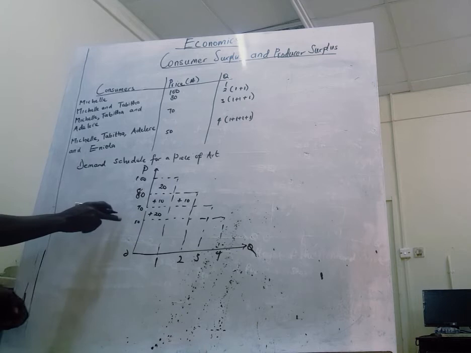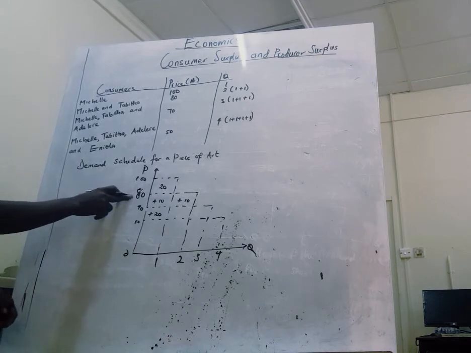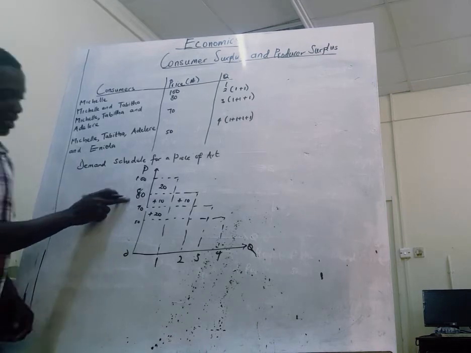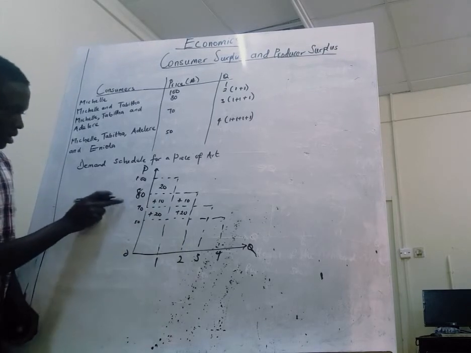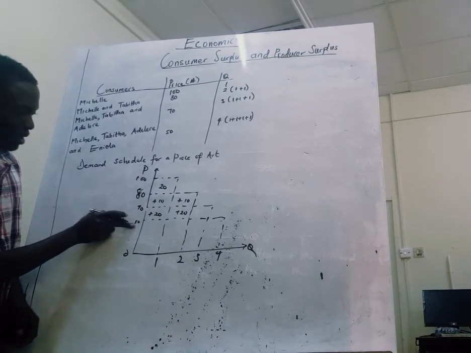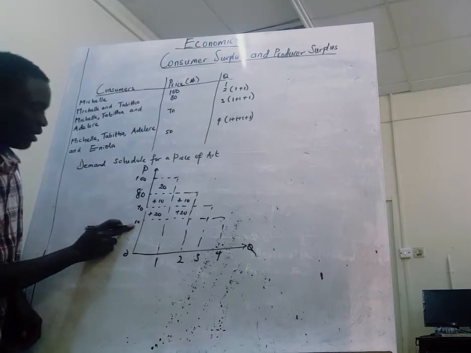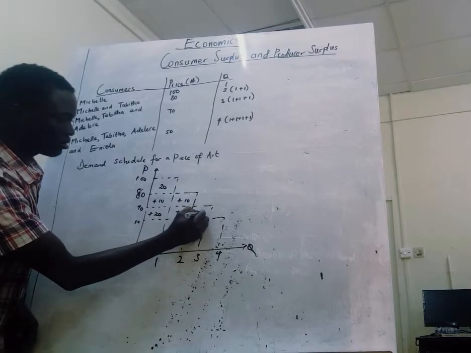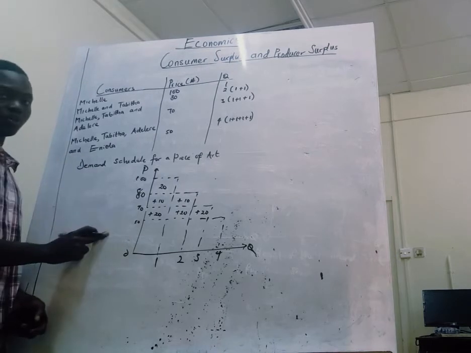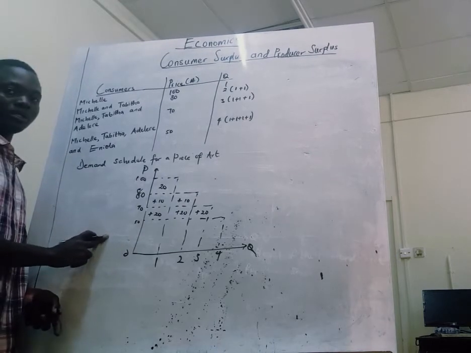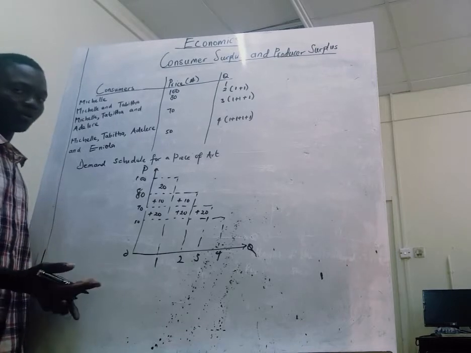Okay, now let's come back to Tabitha. So Tabitha as well has a plus 20, that is 70 minus 50. Adelere has a plus 20, which is 70 minus 50, but Eniola doesn't have any consumer surplus. She values the commodity at the market price.